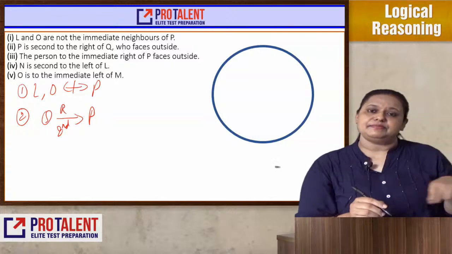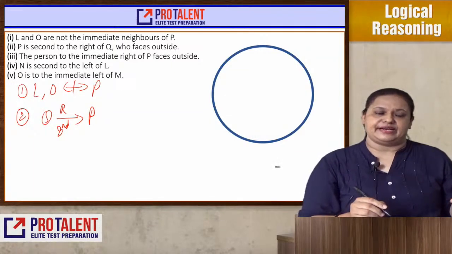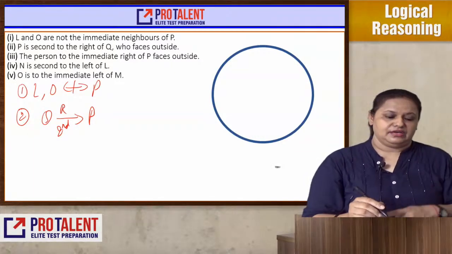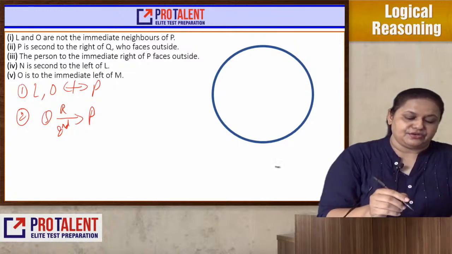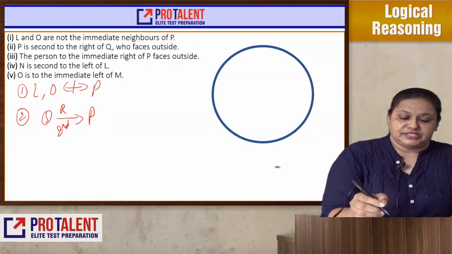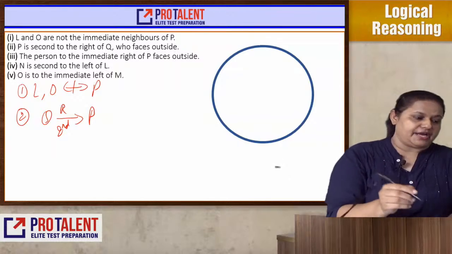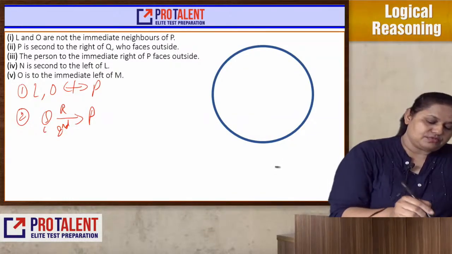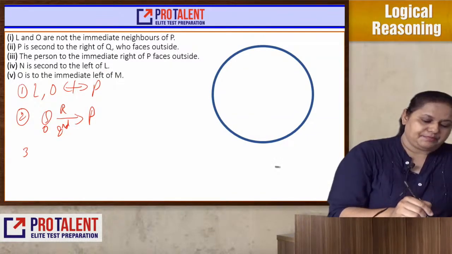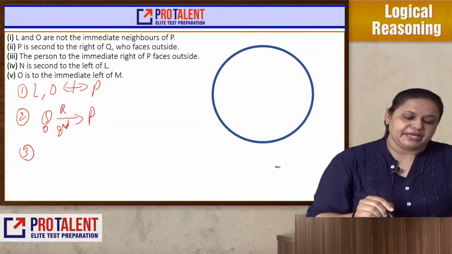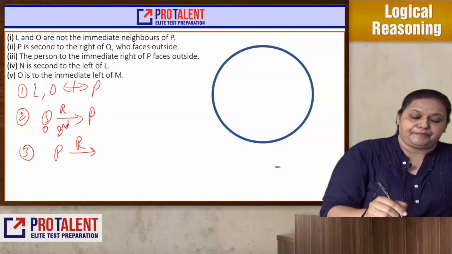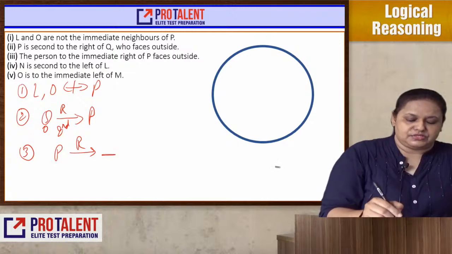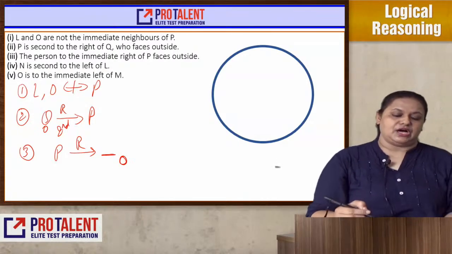I hope you have developed this method of writing it, right? How easily we write it, because it's very much necessary. So P is second to the right of Q, who faces outside. So who is facing outside? Q is facing outside. Third point, the person to the immediate right of P faces outside. So this person is facing outside.